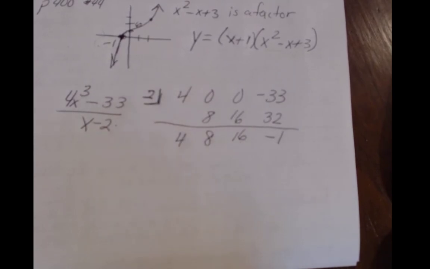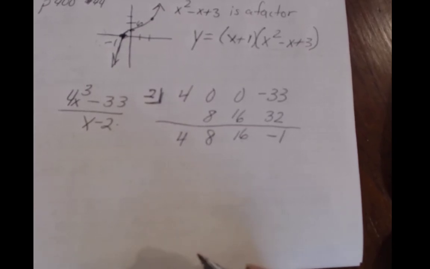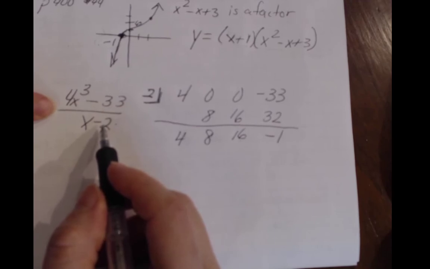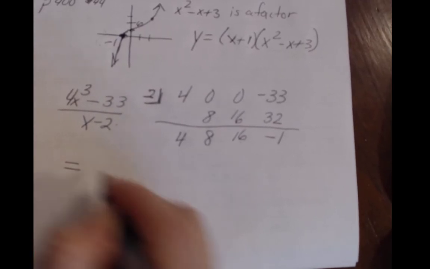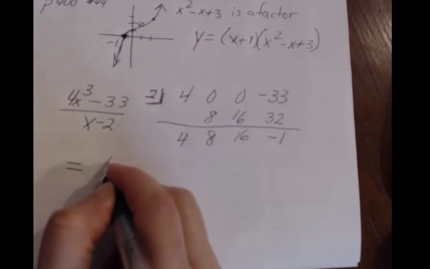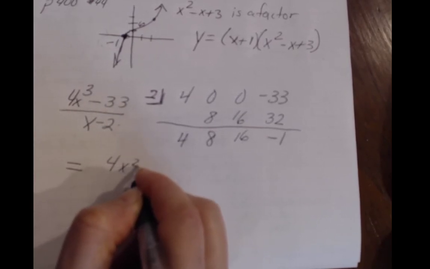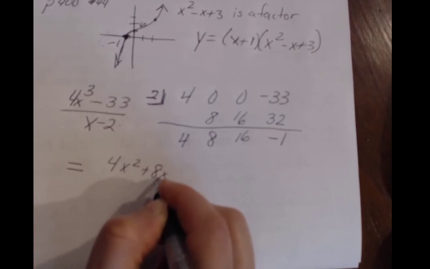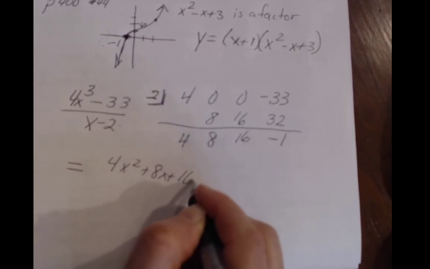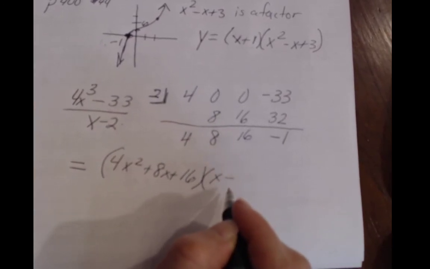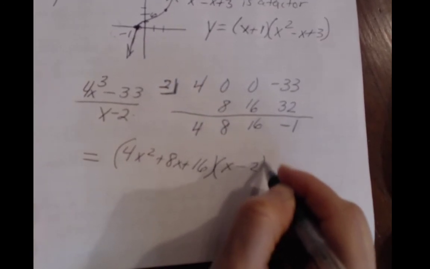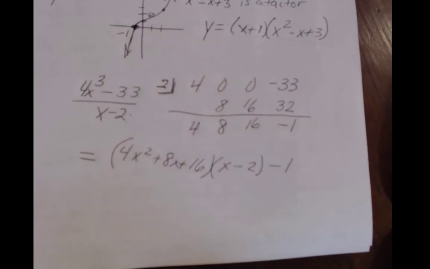Alright, so we can use that divisor times the quotient plus the remainder form to write our answer. We could say that this is equal to 4x squared plus 8x plus 16 times x minus 2 minus 1.